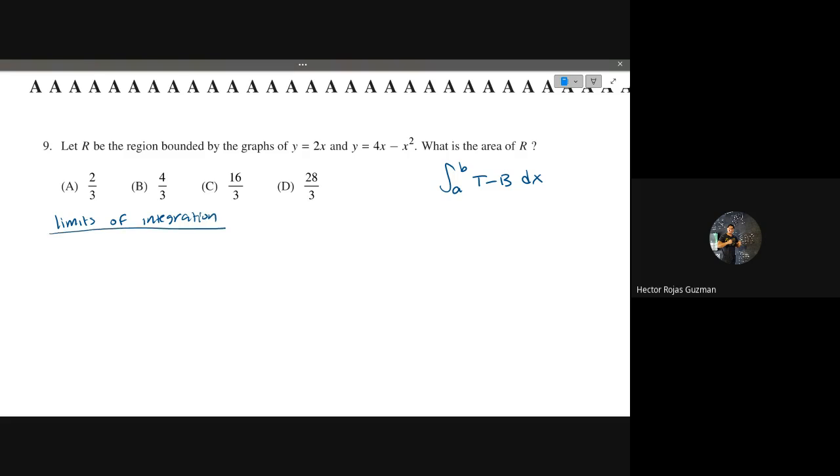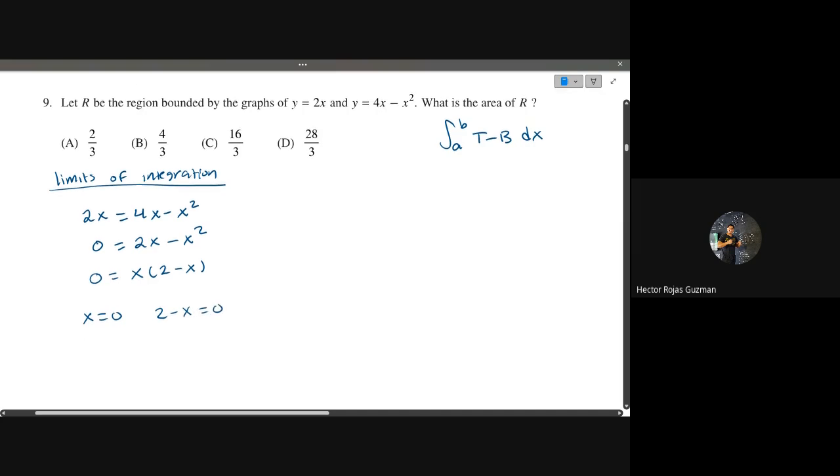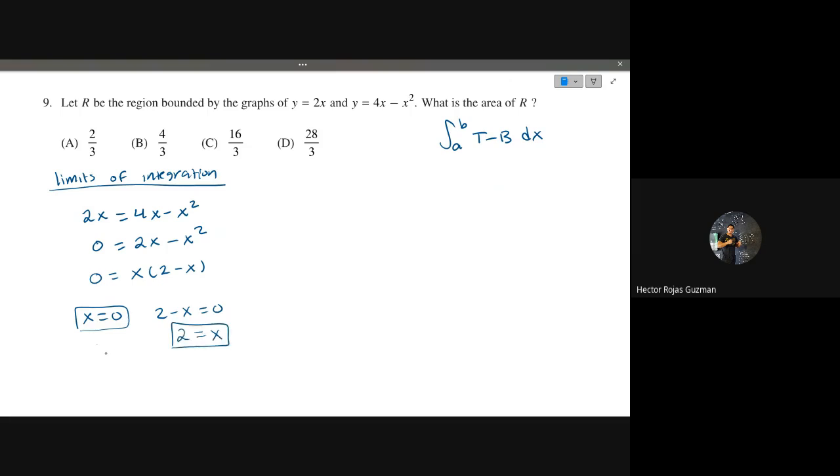We're going to do this by setting the functions equal to each other. That's where they're going to intersect, right? Whenever they're equal to each other. So we have 2x equals 4x minus x squared. I can factor out an x. It should be 2 minus x. Set each factor equal to 0, and solve. The first one's already there, and then this one's going to be 2 is equal to x. There's your 2 points of intersection.